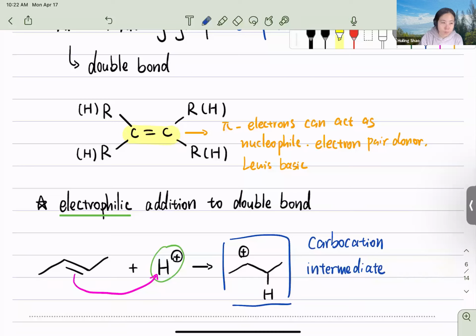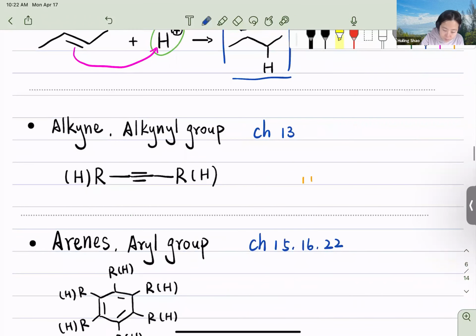Likewise, the triple bonds in the alkyne species can also act as Lewis bases. So it's the same idea. We have the pi bonds, we have the pi electrons, and these pi electrons can act as nucleophiles. So that's the first piece of information.